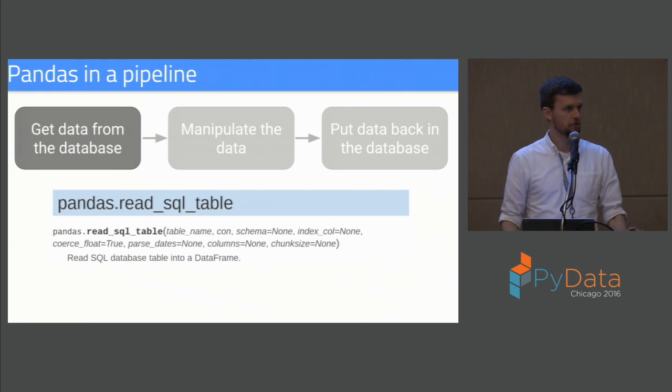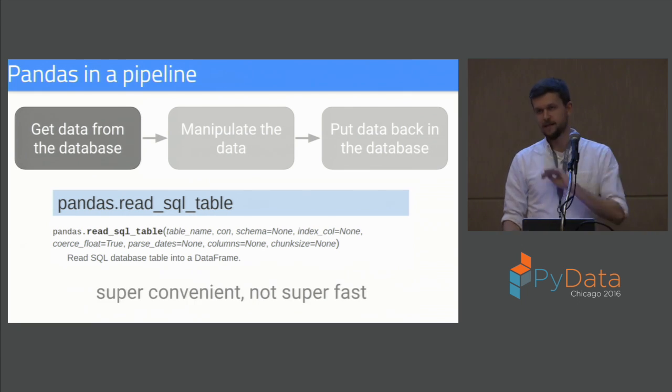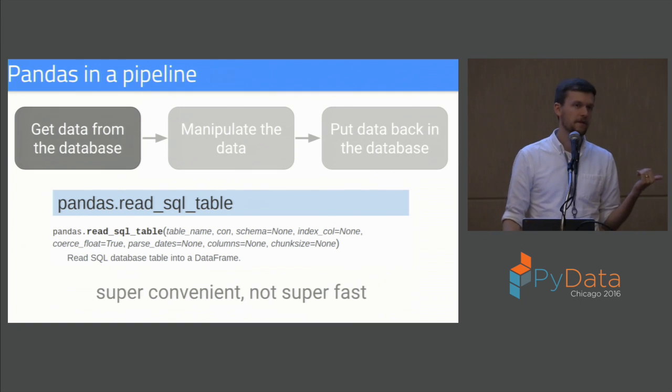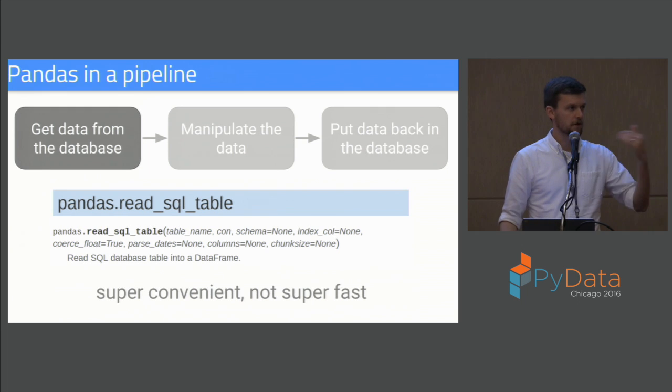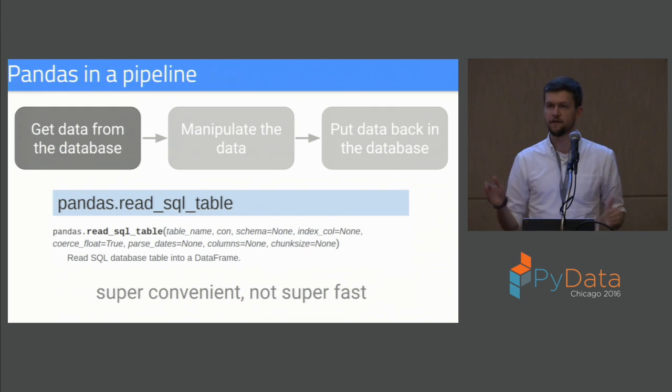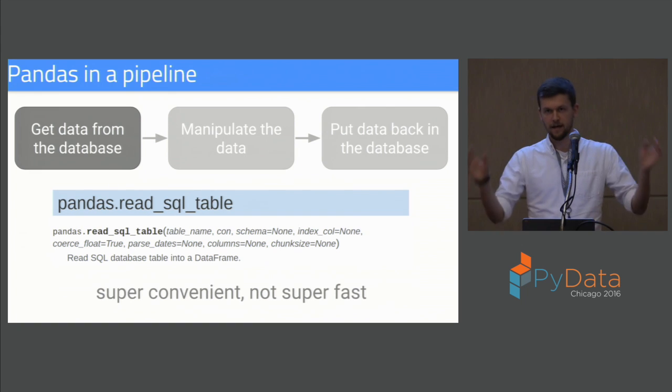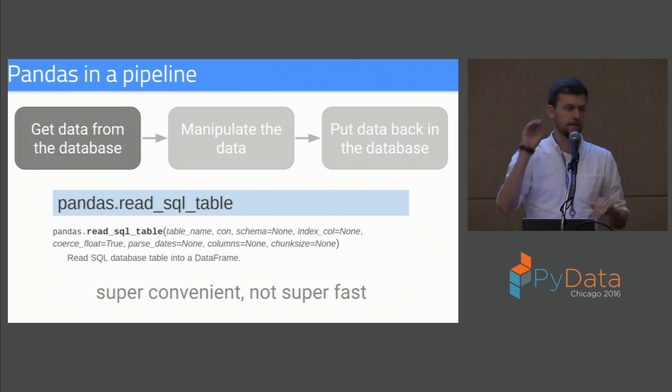This is super duper convenient, but it is not super duper fast. For this project, I'm only at maybe a couple 100,000 rows, and this totally works fine for that, but if you start scaling up from that by an order of magnitude or so, then this starts to get kind of slow. So anyway, I use this read SQL table function. I get all of that raw data that I scrape from the API into my data frame.